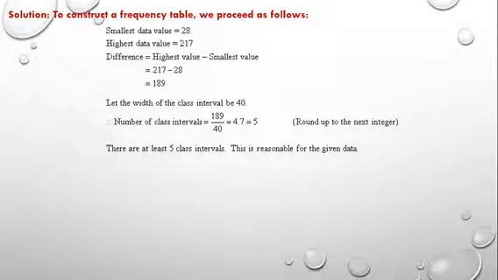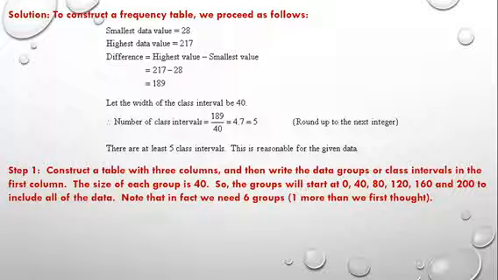The first thing we need to do, of course, is to construct a table. There are 3 columns. You remember, the first column would be for the data group or the class interval. Remember, this time we are dealing with grouped data. So the first column will be for your class interval, and the size is 40. So you start from 0 to 39.